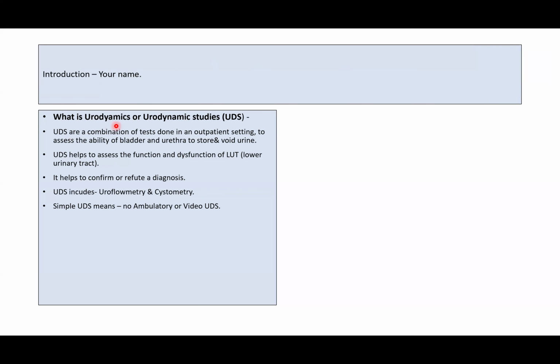Okay, so what is urodynamics? It is a combination of tests done in an outpatient setting to assess the ability of the bladder and urethra to store and void urine. It helps to assess the function and dysfunction of the lower urinary tract. We always have to look for any problem in the lower urinary tract. So urodynamics is for lower urinary tract problems. It helps to confirm or refute a diagnosis.